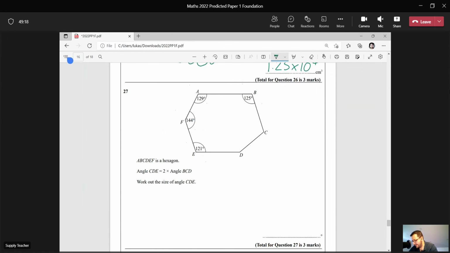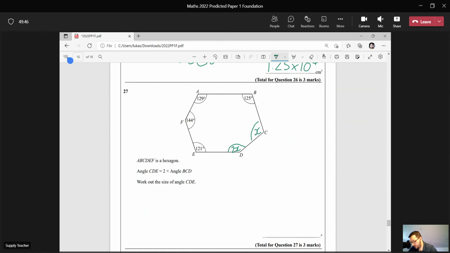All right, so 27. A, B, C, D, E, F is a hexagon. You've got a load of angles in there, and then it tells you that angle CDE is 2 times the angle BCD. So BCD is this. So if that's x, we're saying that CDE is double that. So again, I'm just using algebra when I don't know what it is. So it says work out the size of angle CDE.